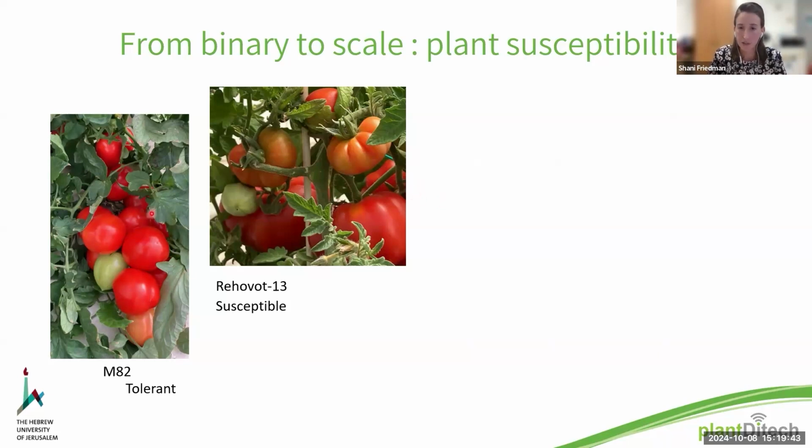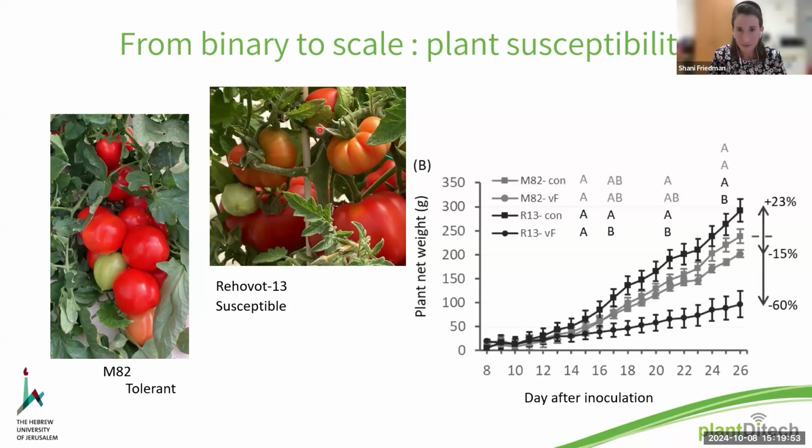This is an industrial cultivar named M82 that is tolerant to Fusarium. And this is Rehovot 13, which is susceptible to the pathogen. We followed the plant weight after the inoculation, and we could see differences between the cultivars. You can see the trend starting very early on, but we would look at this stage. In gray, M82 control-treated plants get to around 220 grams. When inoculated, it loses about 15%.